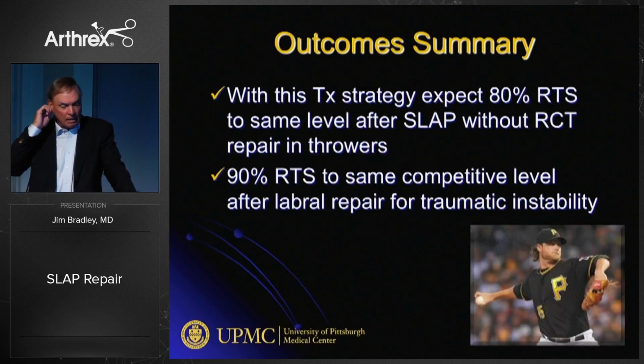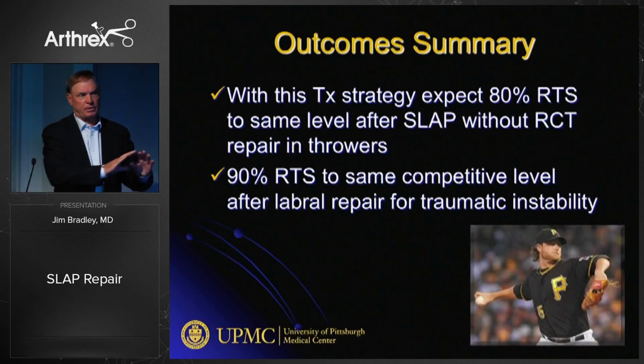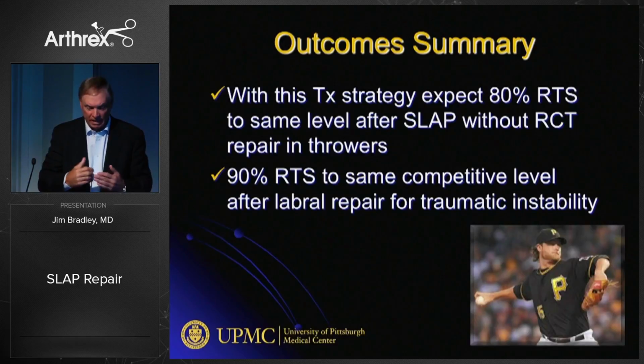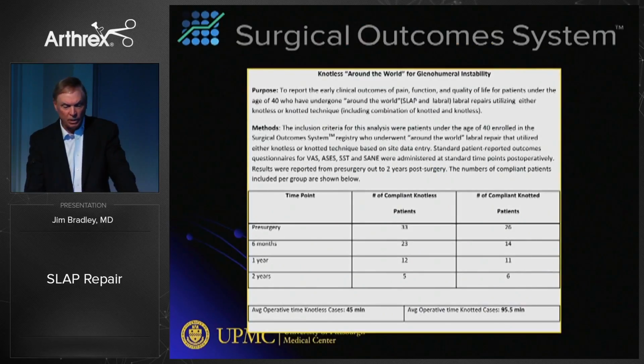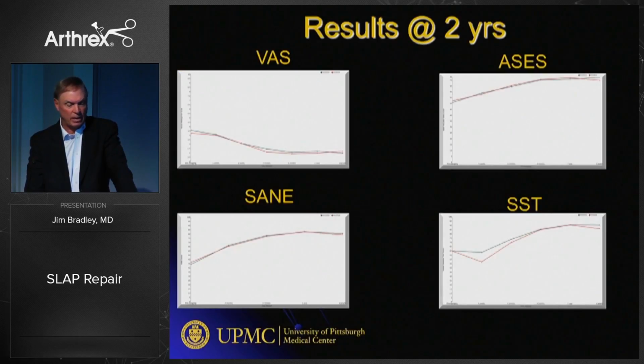So let's talk about outcomes with this strategy that I'm giving you for anterior, posterior, superior. You should expect about 80% return to the same level after a slap without a rotator cuff repair. Rotator cuff repairs are a total different thing that you can talk about together, but if you're going to do something that's traumatic, it's 90%. So if you have a traumatic anterior instability, posterior instability, it's about 90% return. If you look at the SOS system, which we do, if you look at VAS, SANE, ASES, and simple shoulder tests, they're all somewhat better than the older techniques.